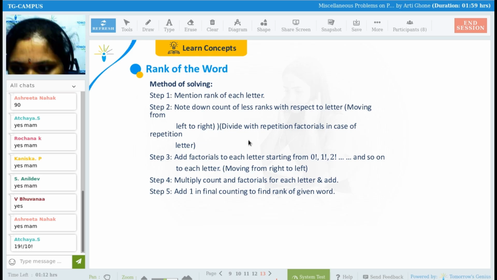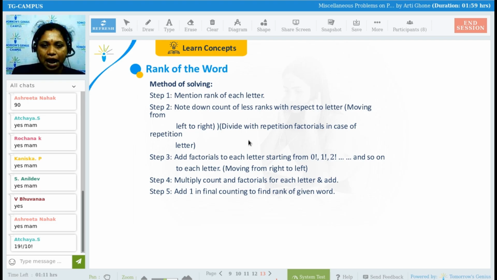Hello everyone, get back to your positions fast. This is a very important topic for all JEE batches. Everyone, Bhuvda, Netra, Ashwin, please be on your seats fast.